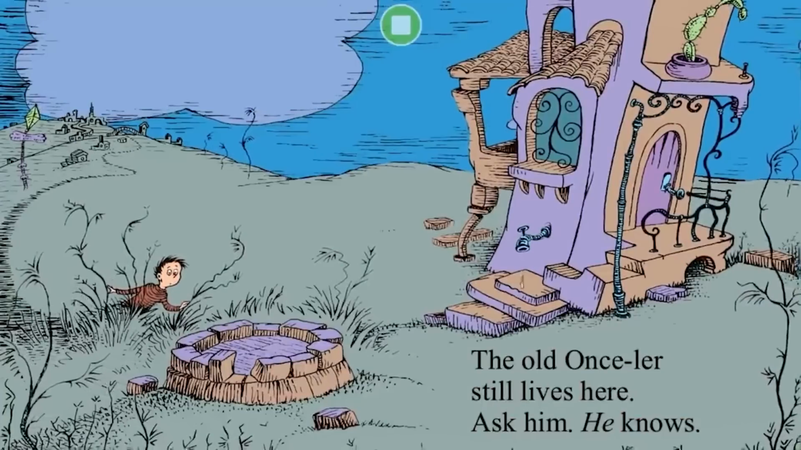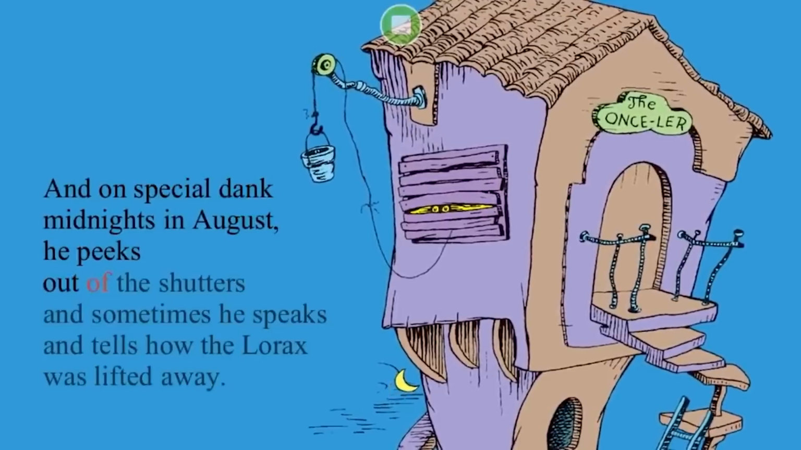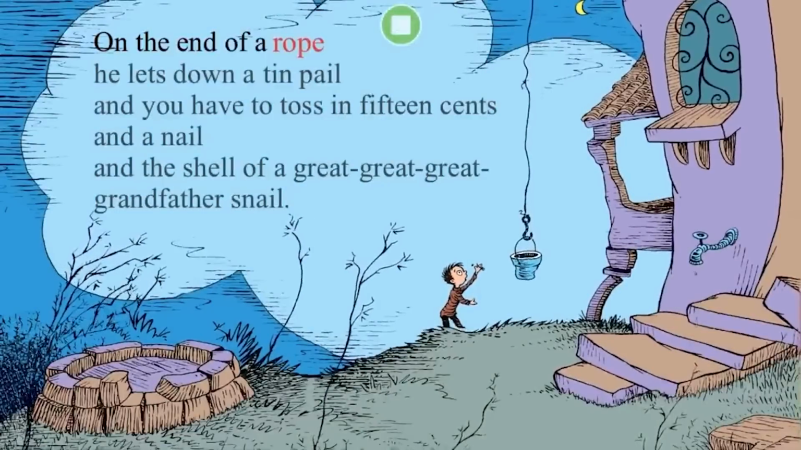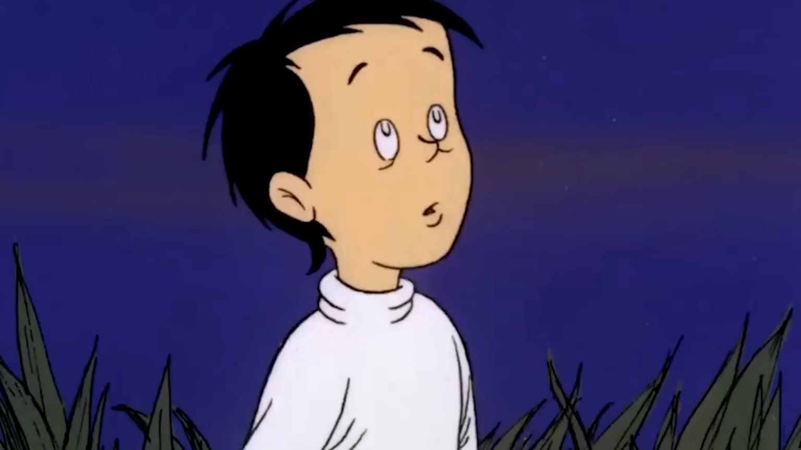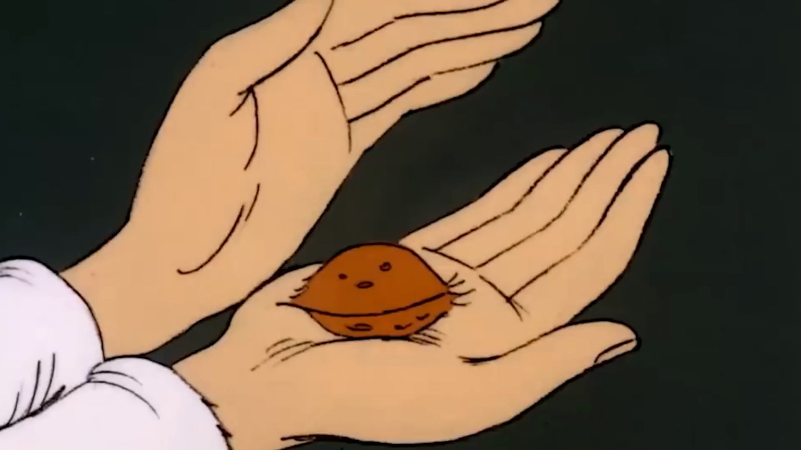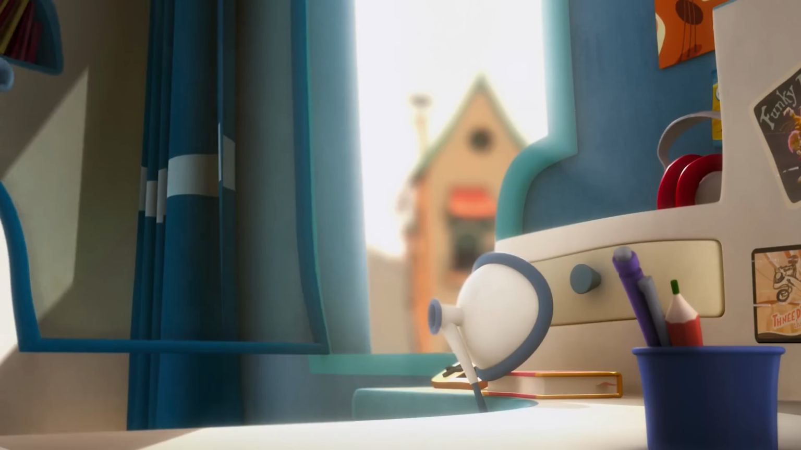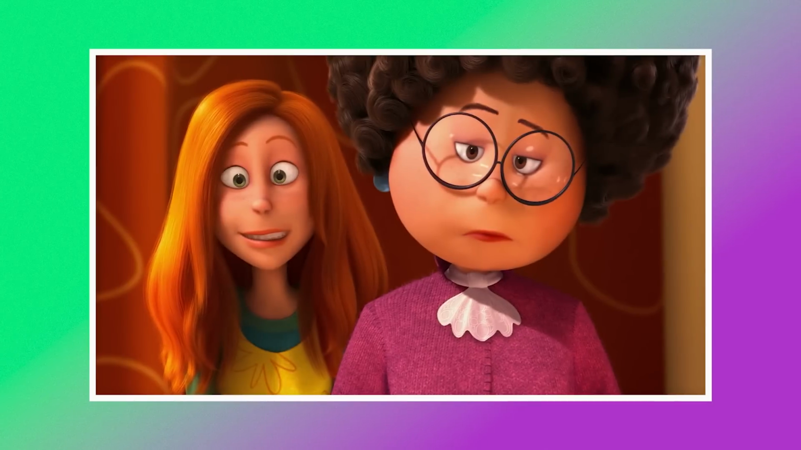It's true that in the book there is a boy who listens to the entire story from a lonely old Wunsler about how the forest was completely devastated, and he even receives a last truffula seed at the end and is given the mission by Wunsler to plant new trees and take care of them if he cares enough to make the world a better place. But he is never called Ted at any point, let alone being the protagonist of the book.